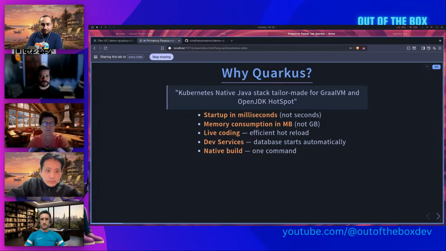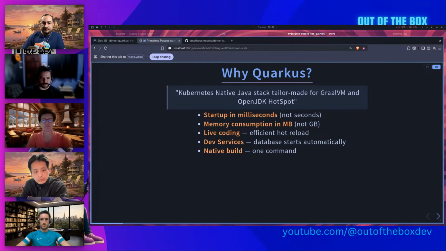Okay, so why Quarkus? Quarkus is a Kubernetes native Java stack tailor-made for GraalVM and OpenJDK HotSpot. It has startup in milliseconds, memory consumption in megabytes and not gigabytes, live code with efficient hot reload, and also dev services. So if you are connected to a database, a container database starts automatically. And we also have a native build out of the box.